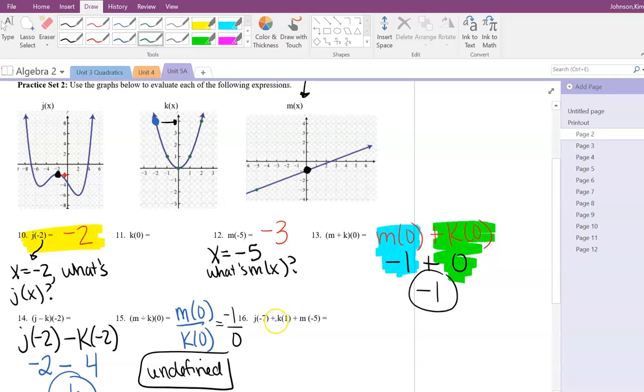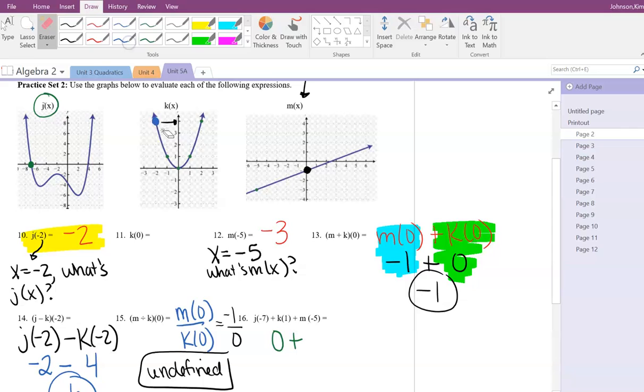Okay, j of -7, I go to my j function. So here's j of x. When x is -7, here's x is -7. Here's where I meet the graph. It looks like I'm getting an output of 0 for j of -7. So this will be 0 plus.